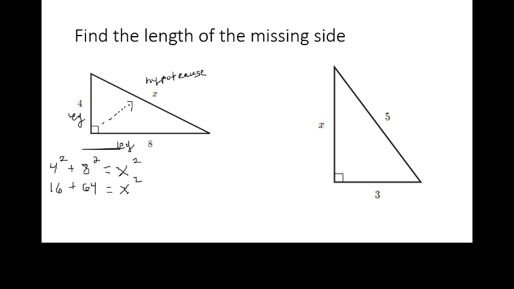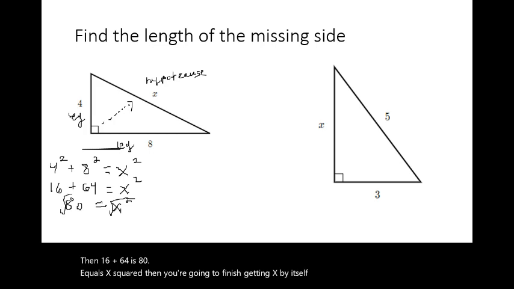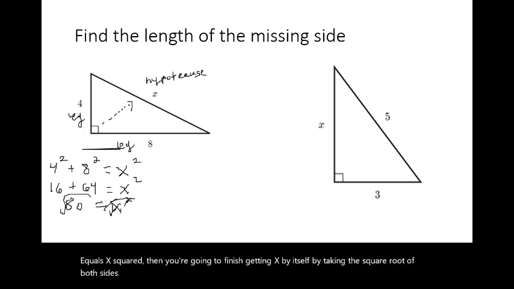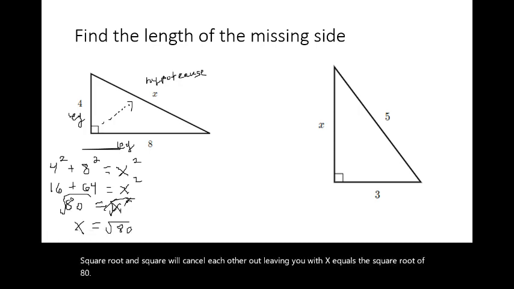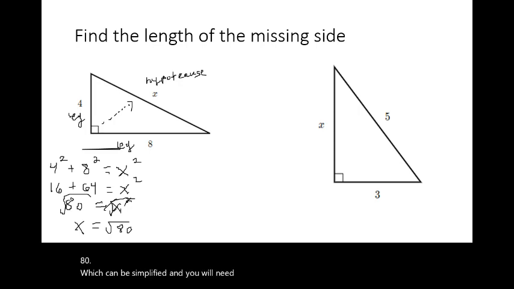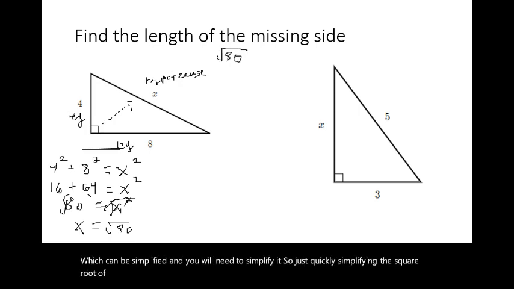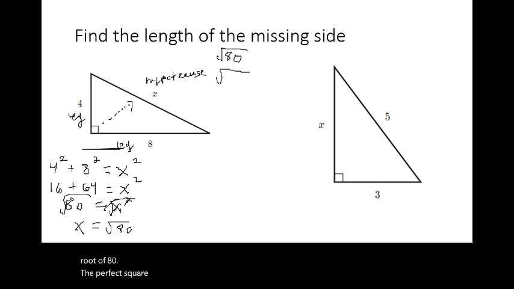Then 16 plus 64 is 80, equals x squared. Then you're going to finish getting x by itself by taking the square root of both sides. Square root and square will cancel each other out, leaving you with x equals the square root of 80, which can be simplified, and you will need to simplify it. So just quickly simplifying the square root of 80, the largest perfect square factor that goes into 80 is actually 16. 80 is 16 times 5.